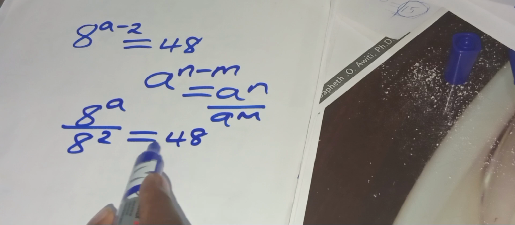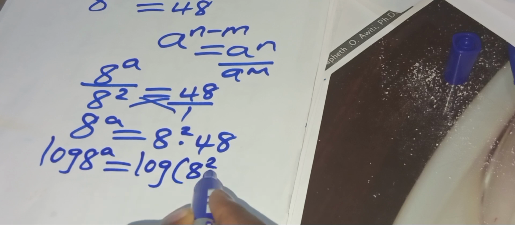Okay, so 48 is a whole number, so it's over 1. So let's cross multiply this. We'll have 8 to the power a equal to 8 to the power 2 multiplied by 48. So for the value of a, we introduce the logarithm on both sides, so that we'll have log 8 to the power a equal to log 8 to the power 2 multiplied by 48.